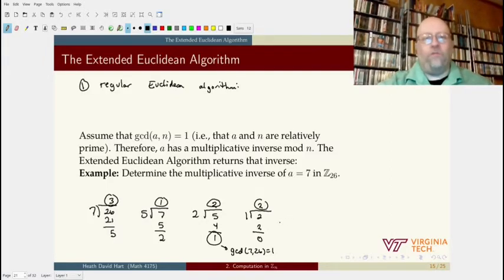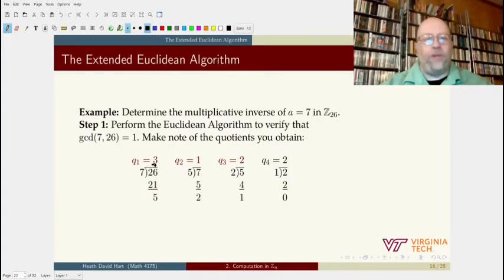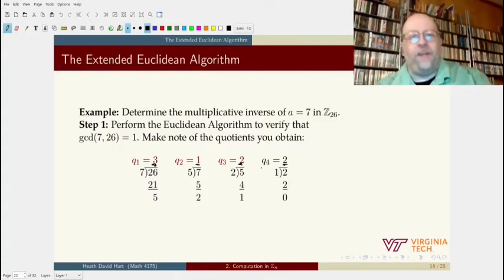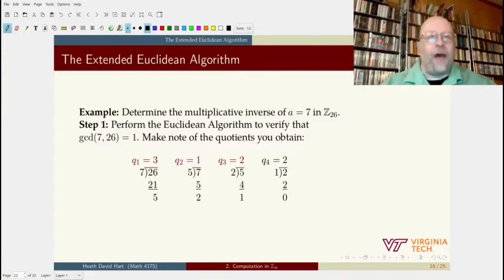So I want to show you where they are up here. They're right here: 3, 1, 2, and 2. I'm labeling these Q1 through Q4. You don't have to label them, but these numbers are part of the extended part of the algorithm. In the next step, we're going to seed the algorithm with a 0 and a 1, where the 0 is kind of by itself, and the 1 matches up with the 3.